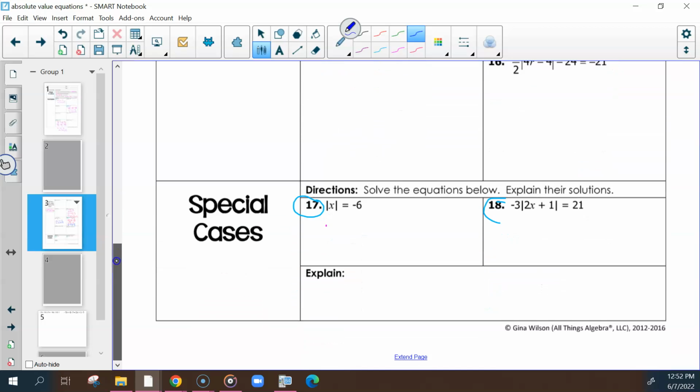One last thing we need to talk about with this. If we have absolute value bars that are already isolated, and it equals a negative, like from the beginning, we haven't done anything and it already equals a negative. We can't solve this at all. No way possible to solve it. This would be no solution.